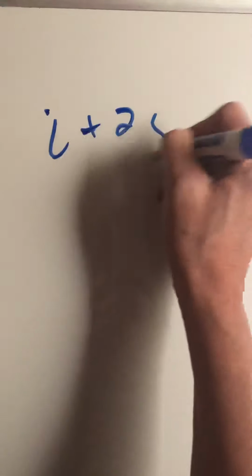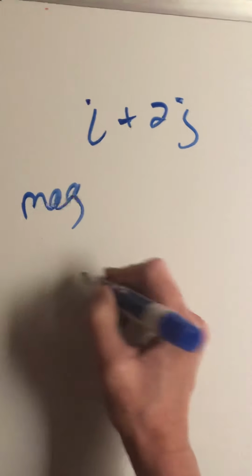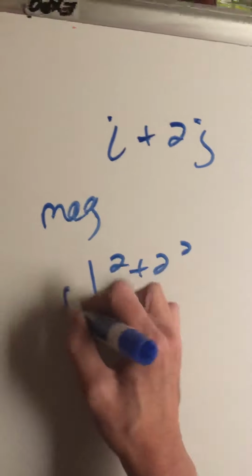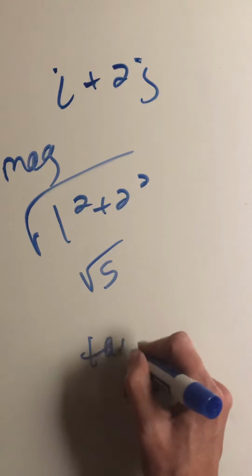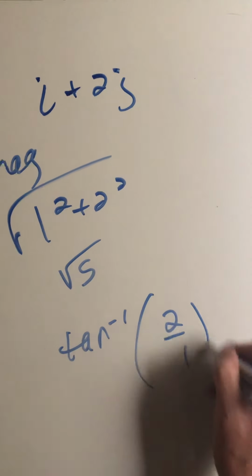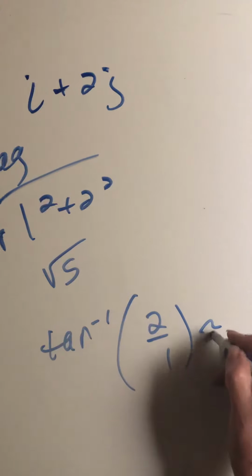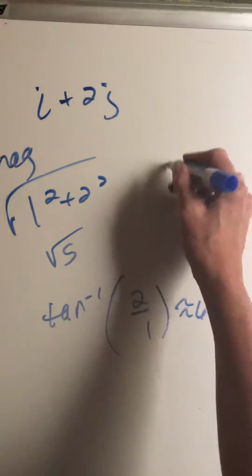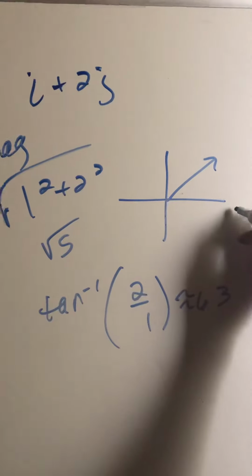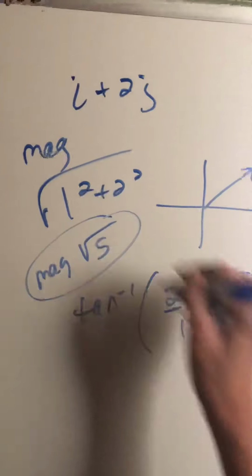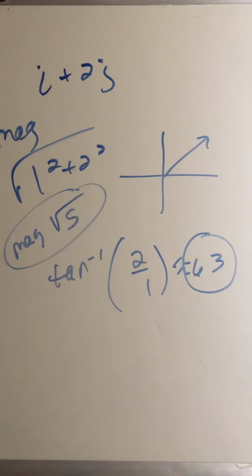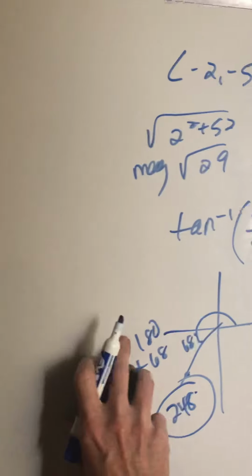Then you could also see it in linear combination form, where you've got i plus 2j. You might want the magnitude, so it would be 1 squared plus 2 squared, because there's a 1 in front of that i, so that would be the square root of 5. Then to find your angle, it'd be inverse tangent of 2 over 1, which comes out to be about 63. And since this is 1, 2, if I graph it, I'm right 1 up 2. I'm in the first quadrant. So 63 is my angle of direction. There's my magnitude. There's my angle of direction, when you see it in linear combo form.